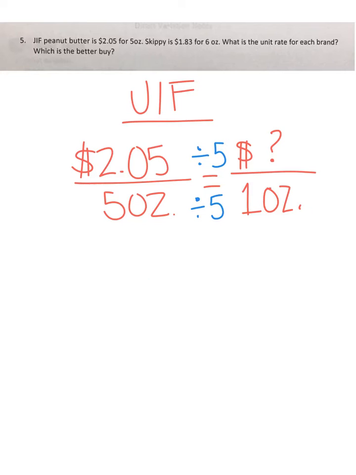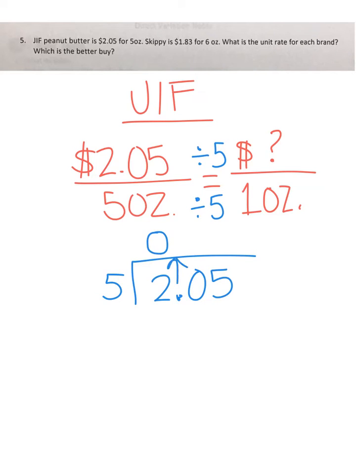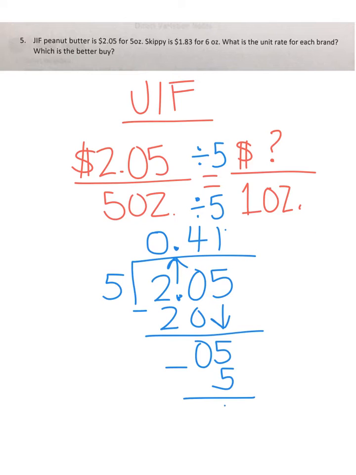So we need to divide $2.05 divided by 5. 5 can't go into 2, so we put a 0. Push our decimal through the roof. 5 can go into 20 4 times. Subtract 20 minus 20 gets us 0. Bring down our 5, and 5 can go into 5 1 time, and we're left with no remainder. So for Jif peanut butter, the cost for 1 ounce is 41 cents.